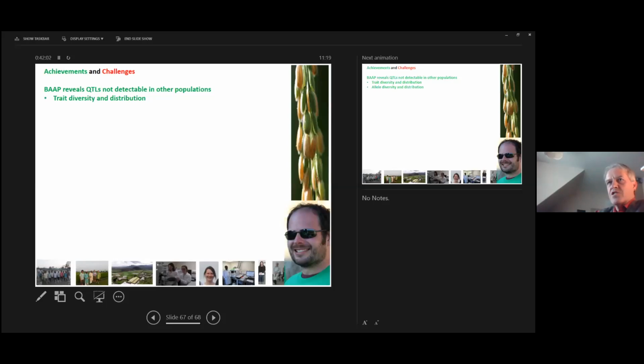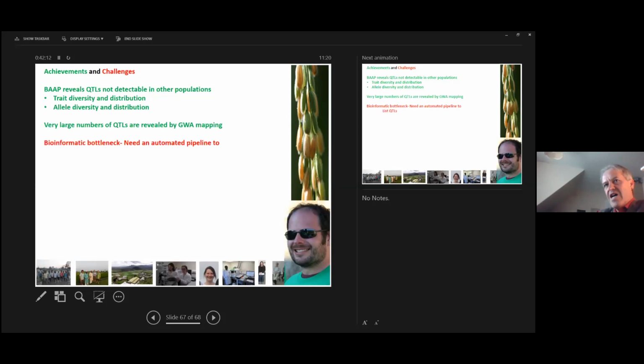So we have interesting trait diversity, but we also have this interesting allele diversity and distribution. We have detected a very large number of QTLs. We have a bottleneck, so we have a challenge here. The bioinformatics to go from those QTLs to publishing an interesting story about good quality candidate genes takes a long, long time. So we've done the arsenic, we've submitted the cadmium one, we've got someone working on the iron, but we've got others, zinc, sodium. Don't really know how we're going to get it all published.